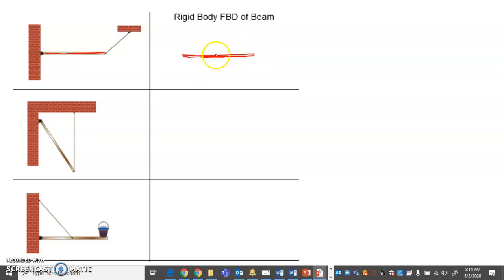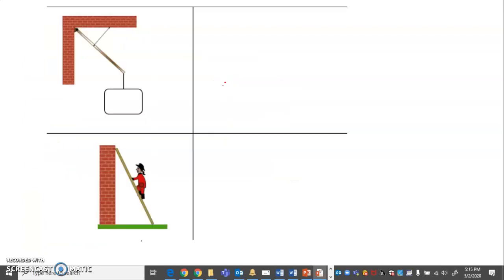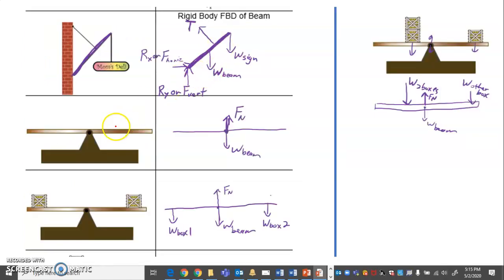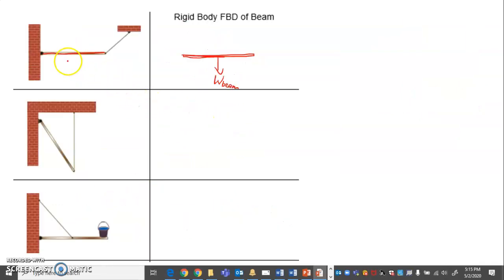That's kind of ugly, but nonetheless, there is a weight. There's the weight of the beam itself. Sorry about that. There's the weight of the beam. There's not a normal force. Some people are tempted to put a normal force here. Thinking back to here, we had a normal force because this support was pushing up on it. But here there's nothing pushing up on it in the middle, so there's no normal force.